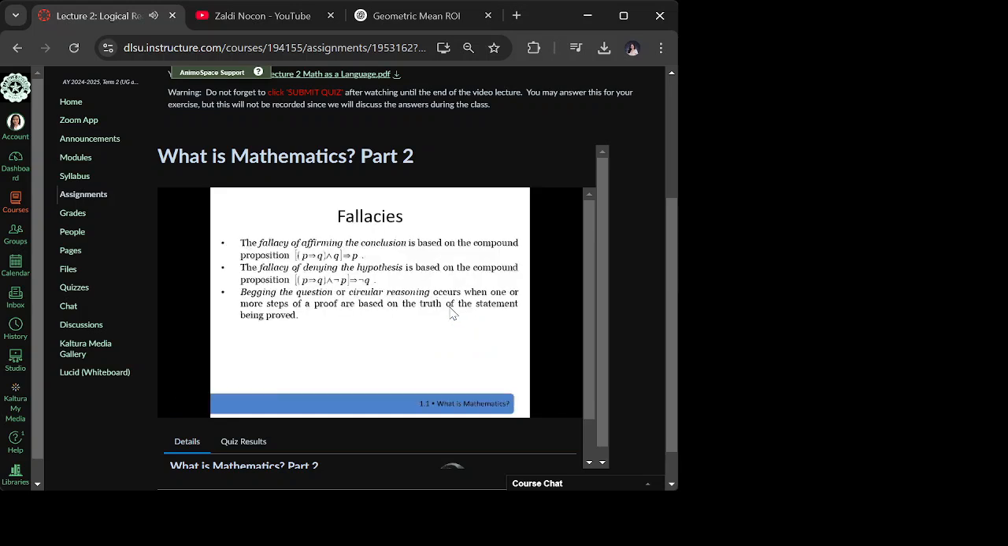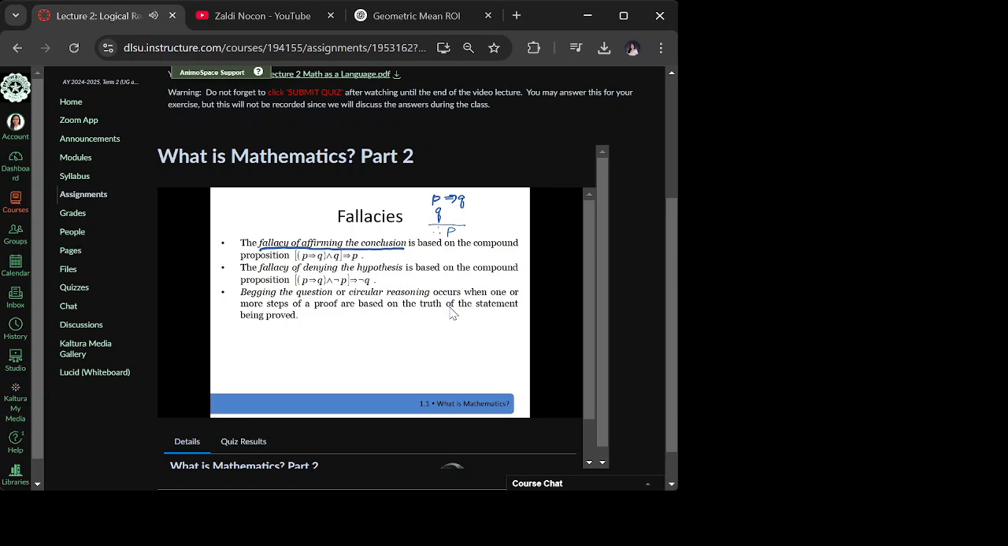Now, beware of so-called fallacies. Some of them look like our rules of inference, but they lead to invalid arguments. Consider, for example, the fallacy of affirming the conclusion. If you write it vertically, we have P implies Q, Q, therefore P. Notice that this looks very much like modus ponens or modus tollens.